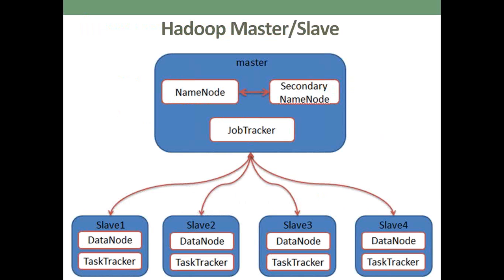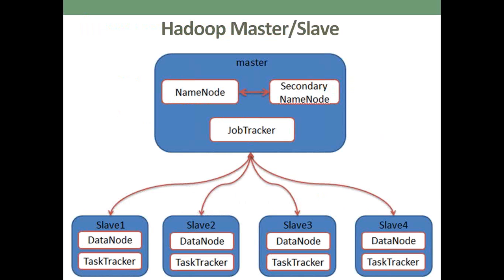Suppose you install Hadoop on a single machine, then everything is on one machine; master and slave are the same. But if you are talking about production or a multi-node cluster, then the master will be on one machine. The master is nothing but one normal machine, and the slaves are the other machines.